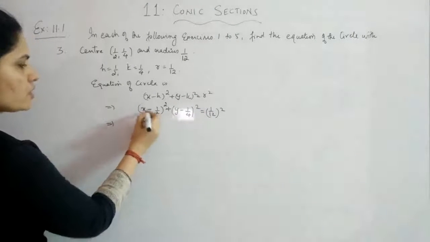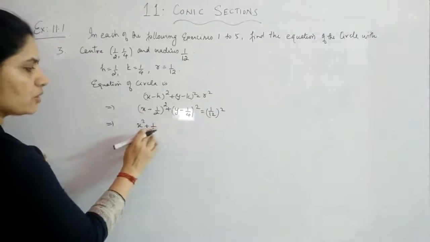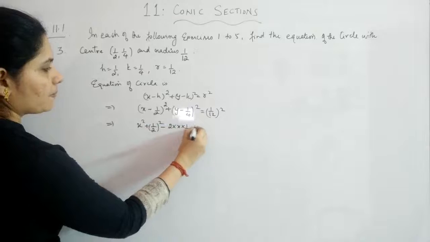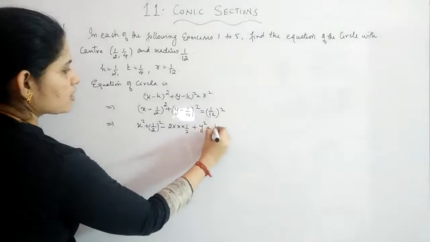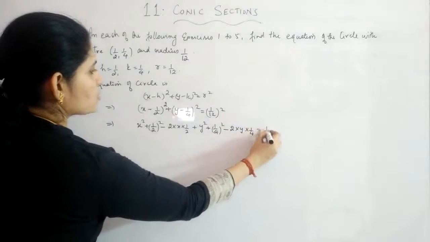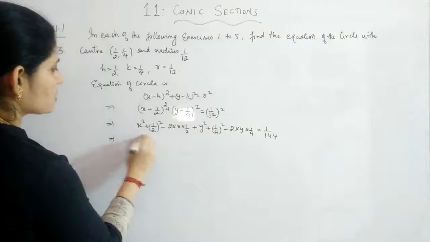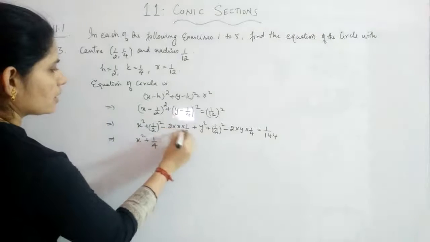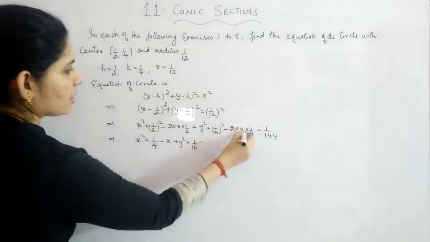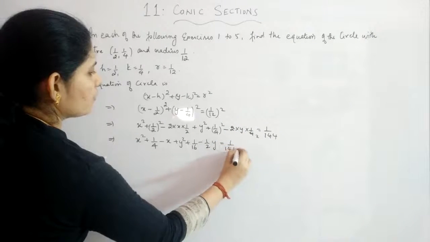Here again, what you will get: x square plus (1 by 2) the whole square, using a square plus b square minus 2ab, plus y square, again plus (1 by 4) the whole square minus 2 into y into 1 by 4 is equal to 1 by 144. The square of 12 is 144. Now x square is the first term, then 1 by 4, here you will get minus x alone, plus y square plus 1 by 16 minus 1 by 2 y is equal to 1 by 144.